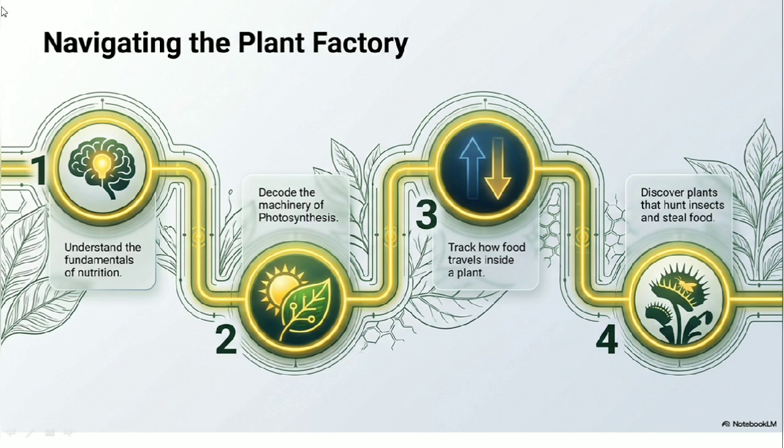So here, first we'll understand the fundamentals of nutrition. Next, we'll decode the machinery of photosynthesis. Then we'll see how food travels inside a plant. Next, we'll see plants that hunt insects and steal the food.